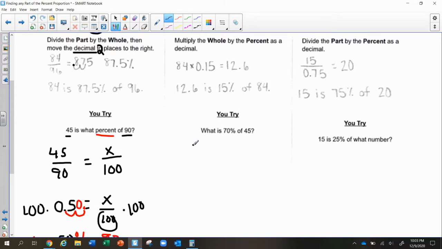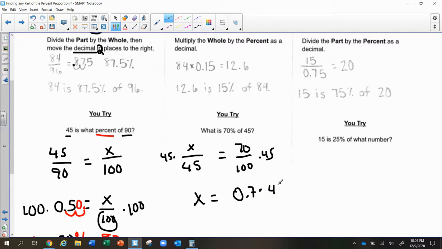So x over 45 equals 70 over 100. We convert this to a decimal, which is 0.7. We multiply both sides of the equation by 45. So we get that x is equal to 0.7 times 45.